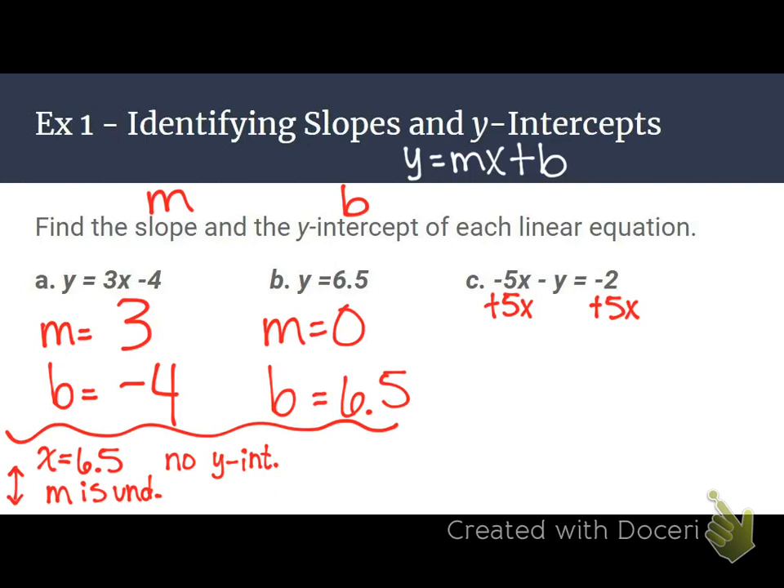If I cancel out those 5x's, what do I still have on the left side? A negative y. Now this time I'm going to put my 5x first, and it is positive. What comes after the 5x? A negative 2 or a minus 2. Are we okay with rearranging it that way?